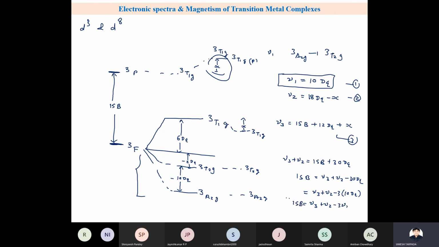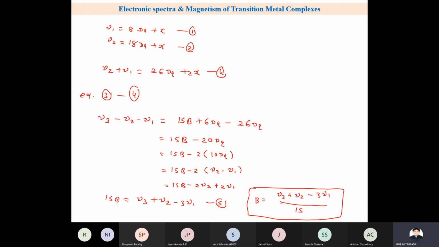ये फॉर्मूला दोनों में सेम आएगी। देखो, whether the system is D3 or you can have a system is D2 and D7, this remains same. Is it okay? Yes sir. This formula does not change. This remains similar in both the cases.